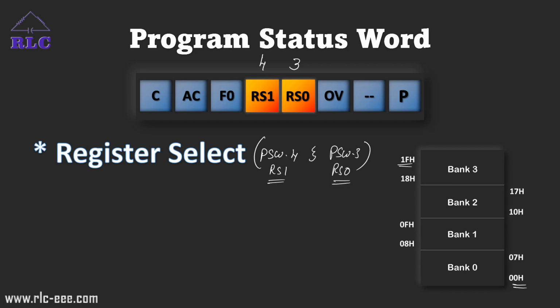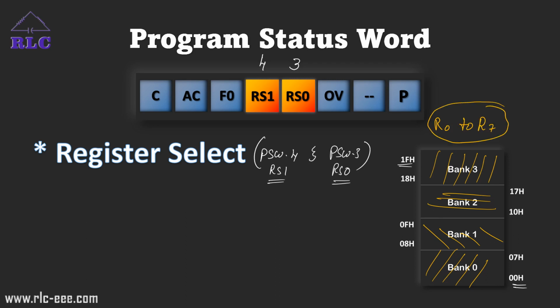From 00 to 1FH, it has been given for register banks. This is divided into four banks: bank 0, bank 1, bank 2 and bank 3, and each bank has the registers from R0 to R7. To distinguish which bank is being used, the register select bits are used.